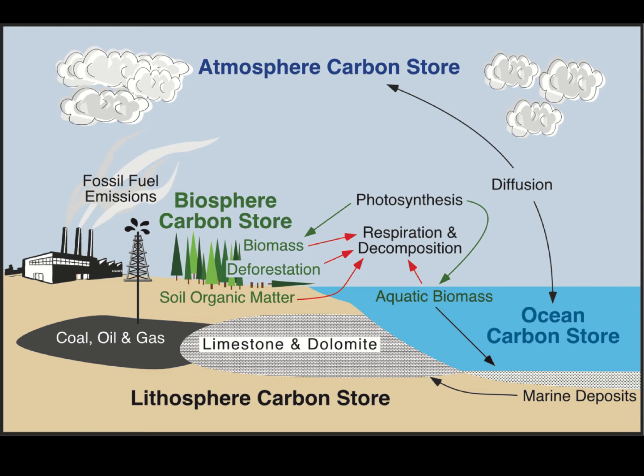Some of the processes that move carbon around, so we can see there's a factory there burning fossil fuels, so we're moving oil and gas, or coal that was once stored in coal, oil and gas back to the atmosphere store. We can see that photosynthesis takes carbon from the atmosphere or from the ocean store and adds it to biomass. Biomass returns carbon through the processes of respiration and decomposition, and so on. These are some of the major processes involved in the movement of carbon between the major stores.